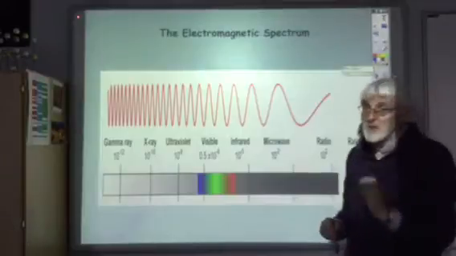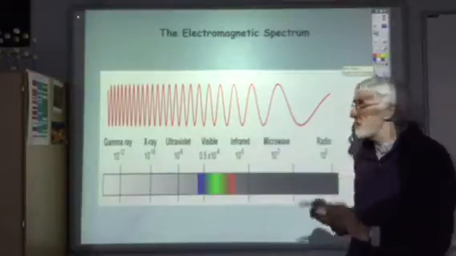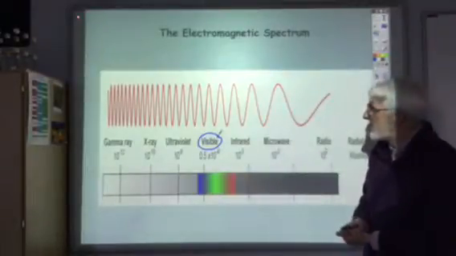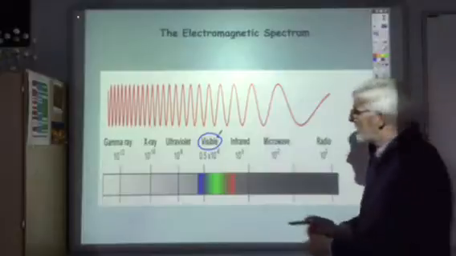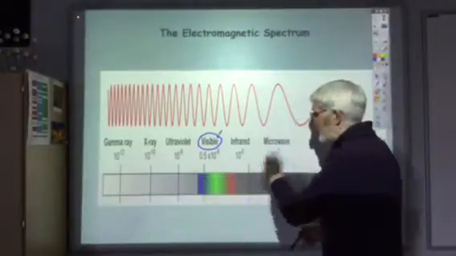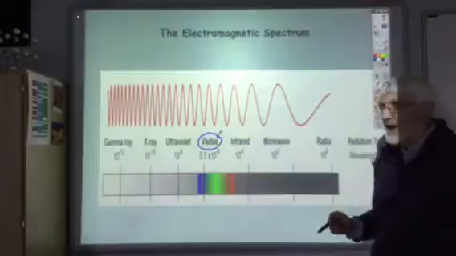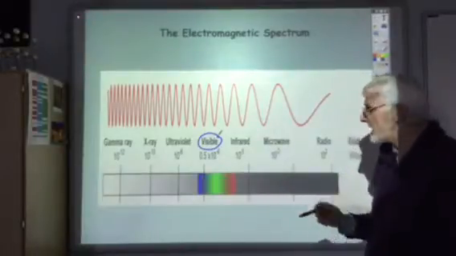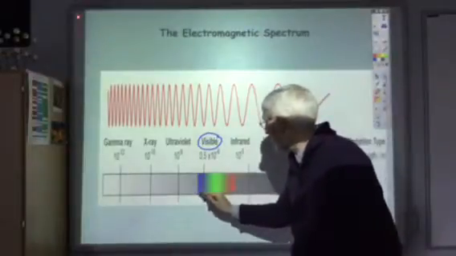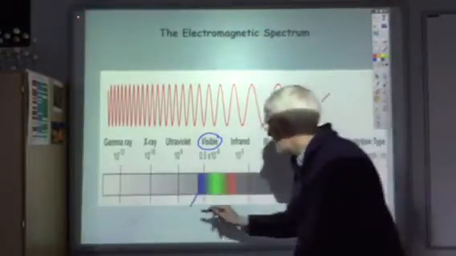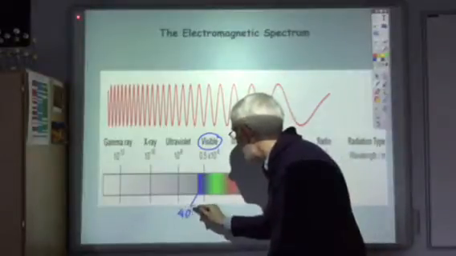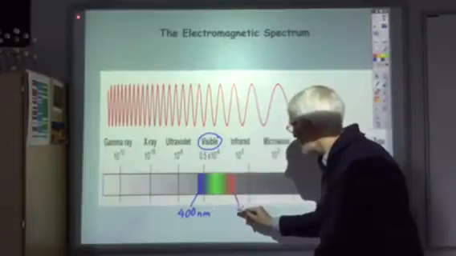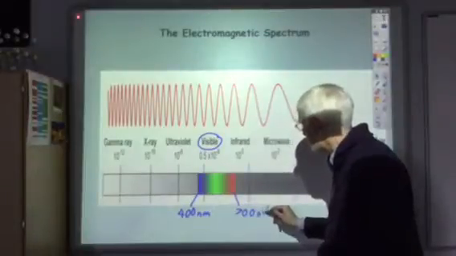The bit that we're going to be most interested in, not exclusively, is the visible region of the electromagnetic spectrum, going from blue light here to the red light here. Now, it's worth remembering the wavelength of the visible light. So the blue light is about 400 nanometers, and the red light is about 700 nanometers.